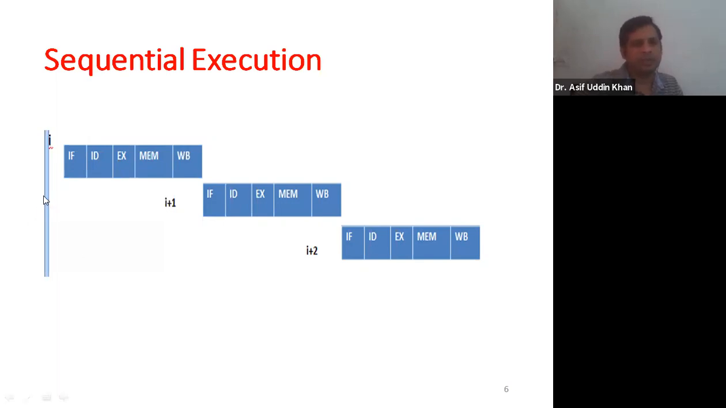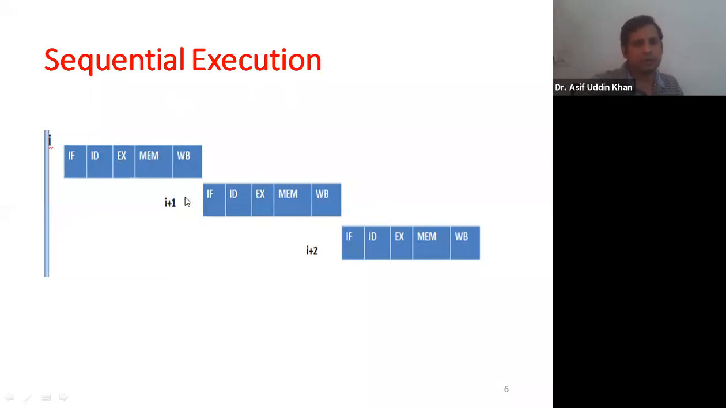So here you can see instruction I completes all its phases. Its last phase is WB. So WB is completed here, and after that instruction I plus 1 starts here. Similarly, instruction I plus 1 completes here. Then instruction I plus 2 starts here. So this way, instructions are executed in sequential execution.